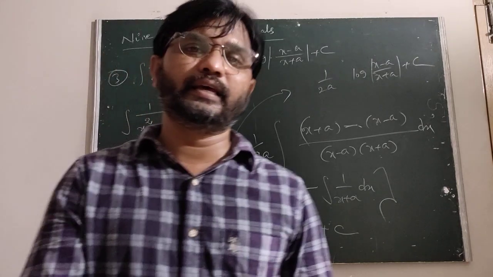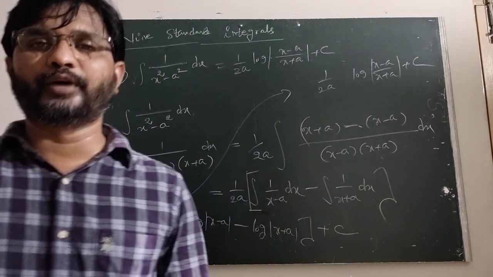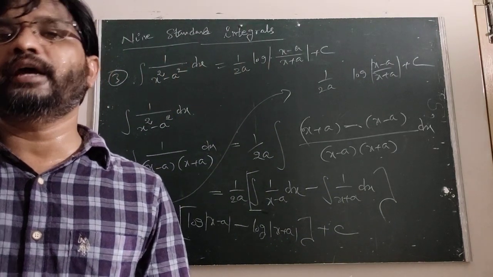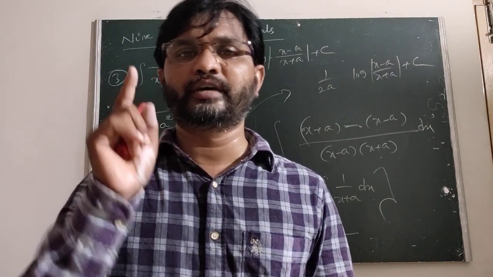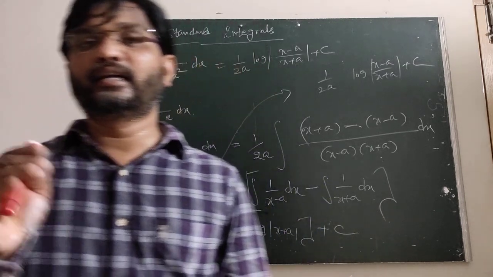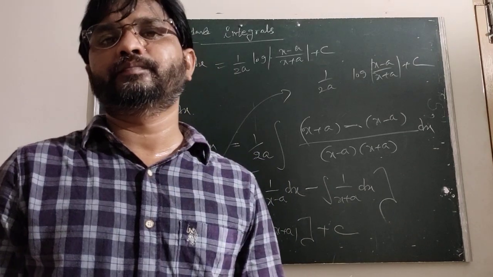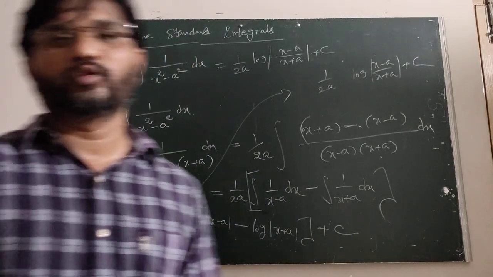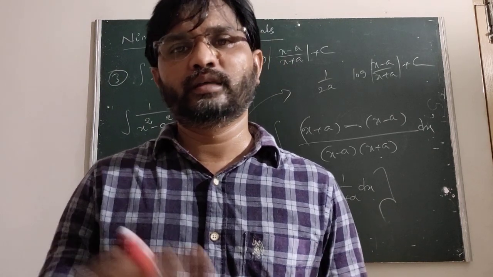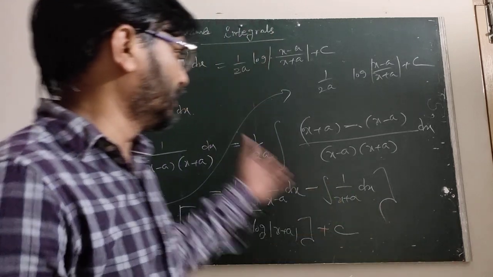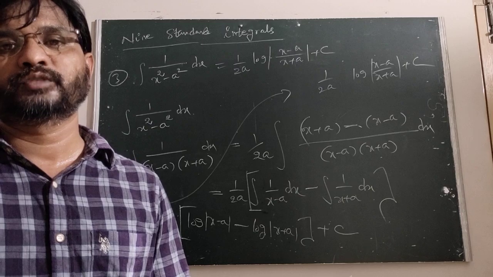But the integral of 1 upon a square minus x square is 1 by 2a log mod of a plus x by a minus x. And the integral of 1 upon a square plus x square dx is 1 by a tan inverse of x by a. So today we completed 3 of the 9 standard results. Tomorrow, let us continue in tomorrow's class. The remaining 6 standard integrals are there. Okay, thank you all.